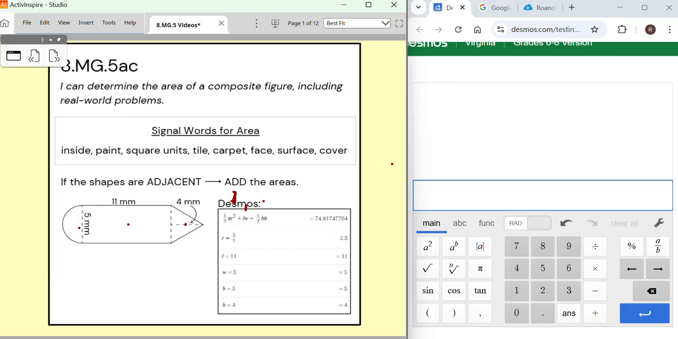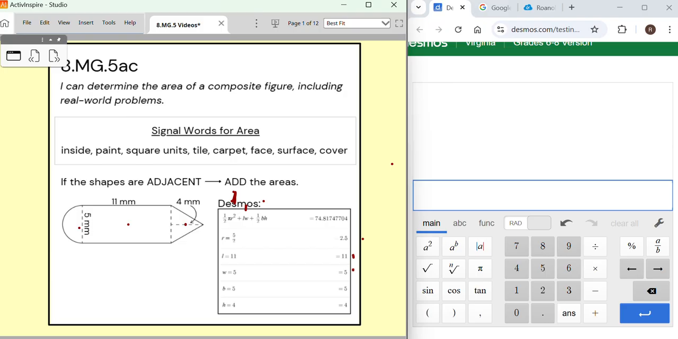So then we have to go through and figure out what variables the calculator needs to know. So they need to know a radius, they need to know a length, a width, a base, and a height. So let's take our time and go through this. The radius, if we look at that semicircle, the diameter is 5. So to make it a radius, we have to divide it by 2, which means the radius is 2.5. Then the length of the rectangle is 11, and the width of the rectangle is also 5.